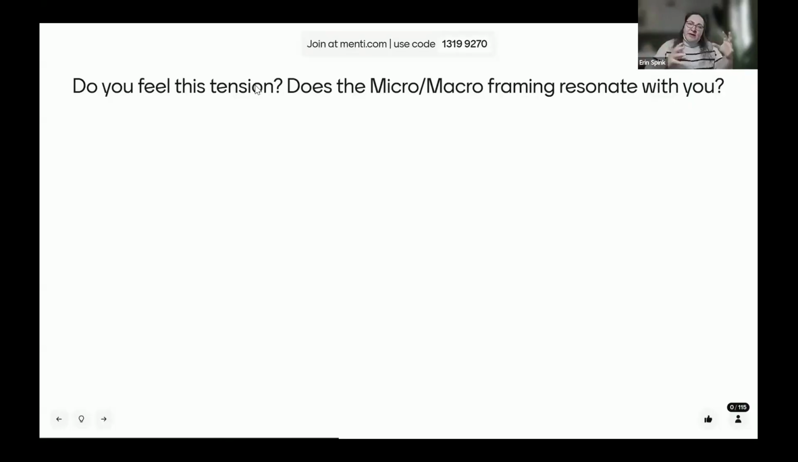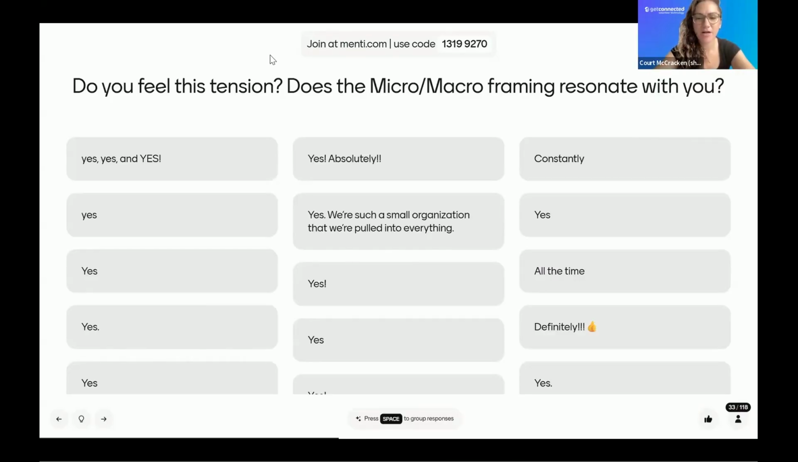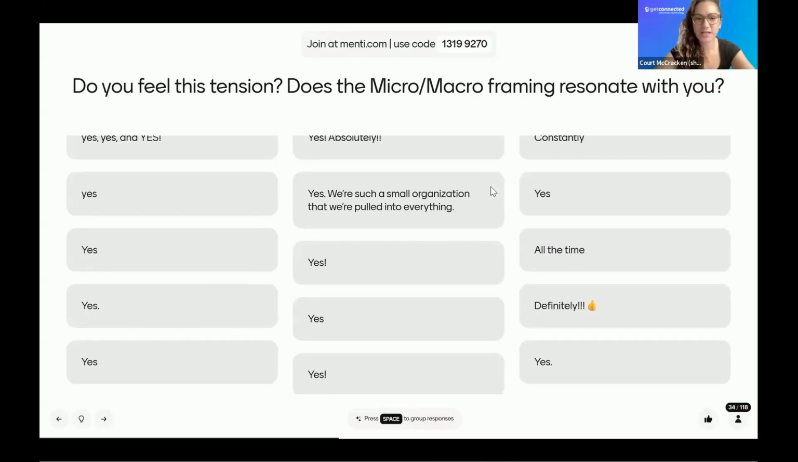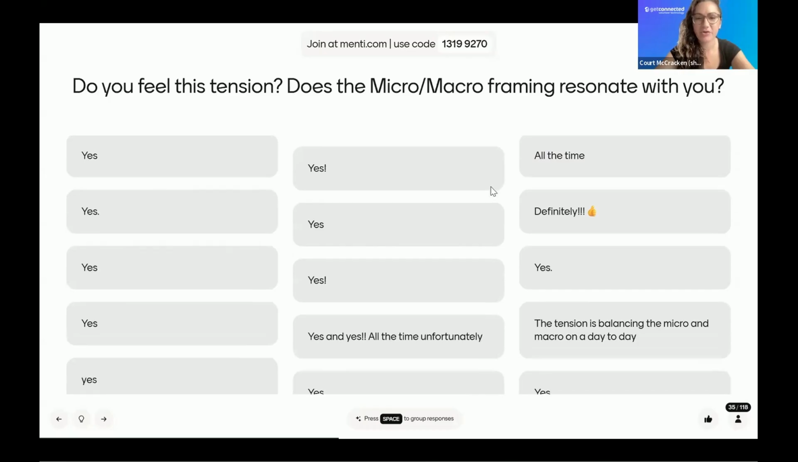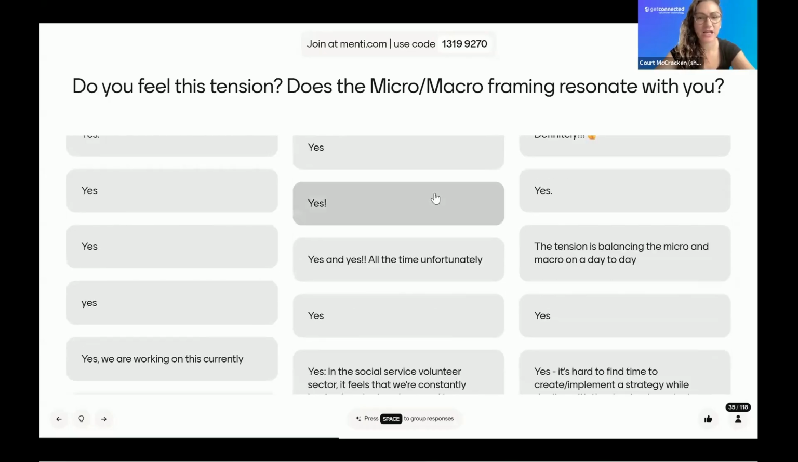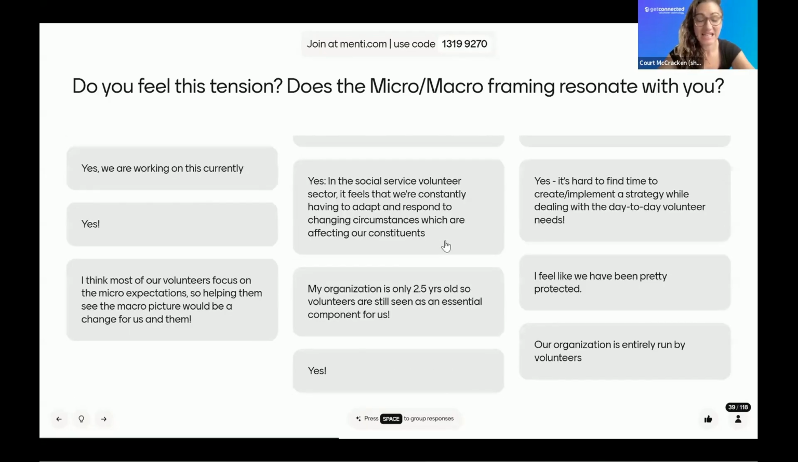Does that framing of micro and macro resonate with you? Just share your thoughts and they're going to pop up on the screen. And while you're doing that, I'm going to just check out the chat because it has been hopping. Lots of responses coming in here on Menti. Really interesting to see that. It seems pretty unifying that folks are feeling that tension maybe day to day right now.